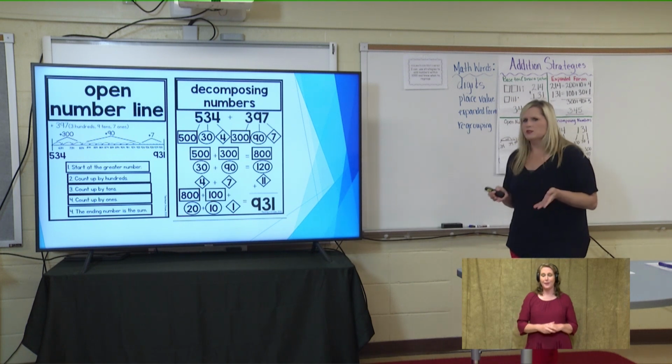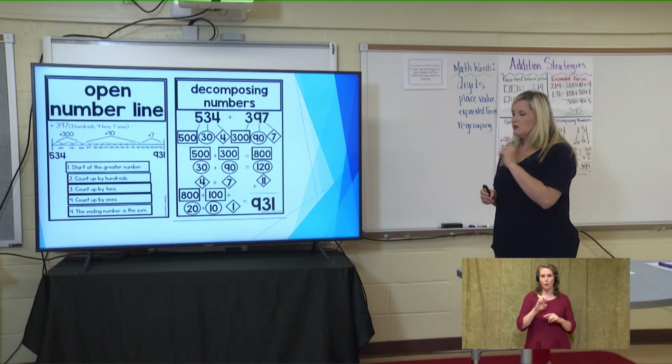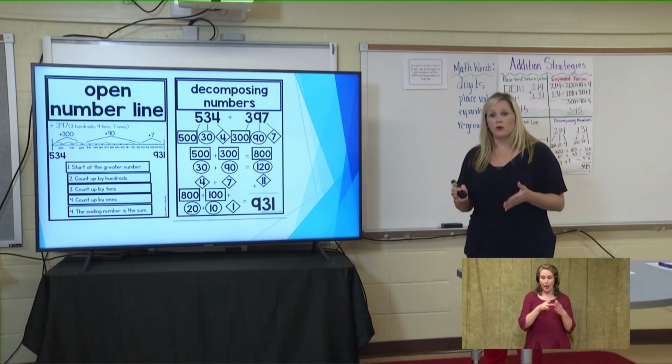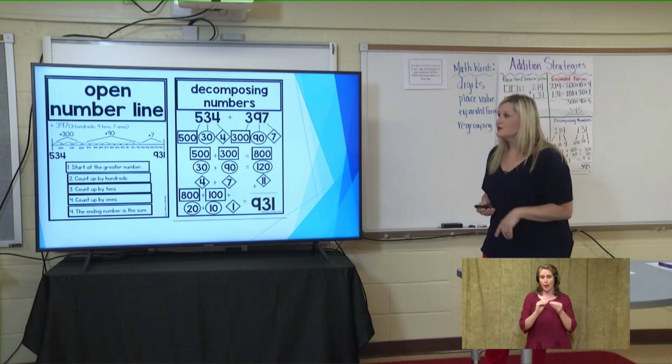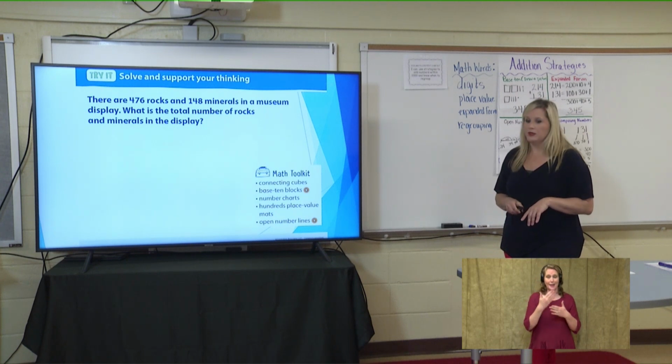Now, we used those strategies to add, but we did not have to regroup. Do you know that you can use these same strategies to add three-digit numbers with regrouping? So that's what we are going to do today. We are going to talk about some regrouping.